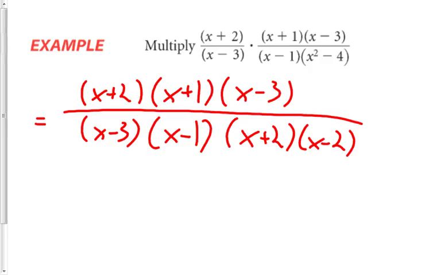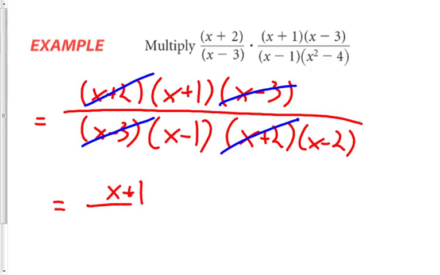Now since it's division, I know something divided by itself just equals 1, so we can cross out like factors. X plus 2 divided by x plus 2 is 1, and x minus 3 divided by x minus 3 is 1. So my final answer for this example would be x plus 1 divided by x minus 1 times x minus 2. And that is our final answer.